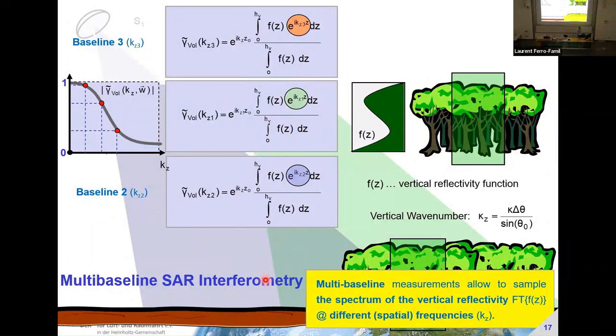And this is tomography in the end. It's tomography if you do it with imaging. It's still Pol-InSAR if you use models and you characterize your volumes with a number of parameters. We will see later what this means.